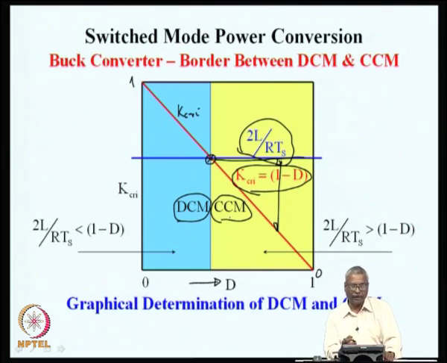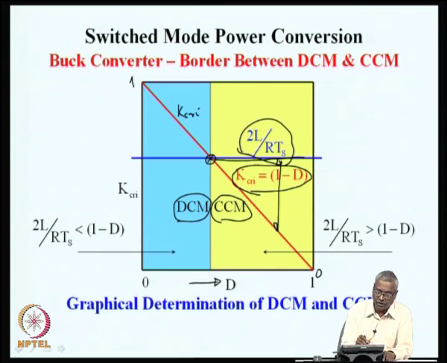So, graphically it is possible for one to find out what is the region in which the conduction will be continuous or discontinuous mode. There is an important observation here: the critical conduction parameter is 1 at the most, at all other points it is less than 1.